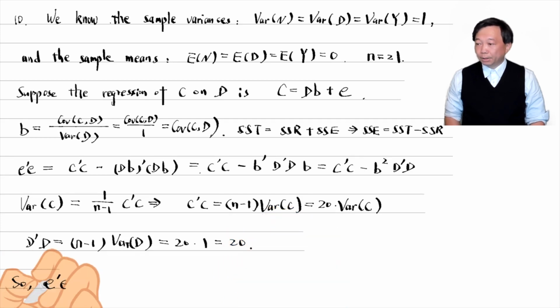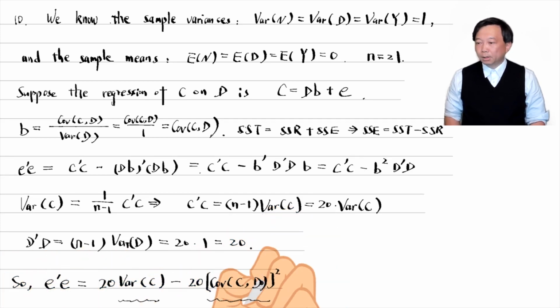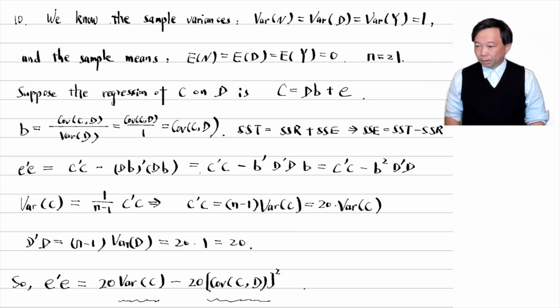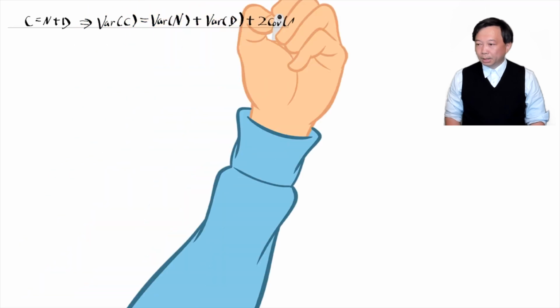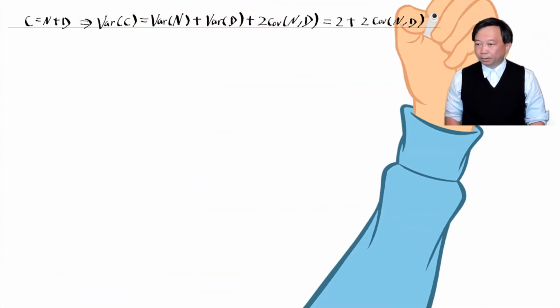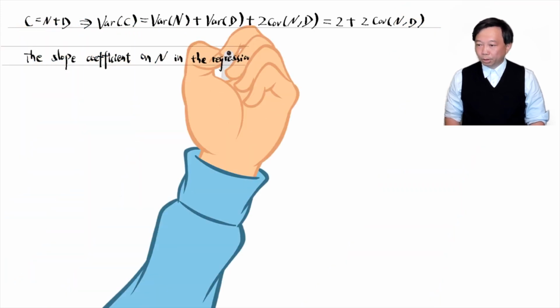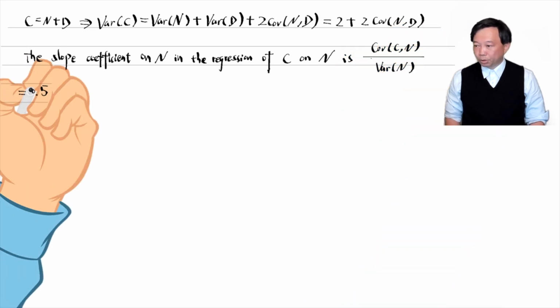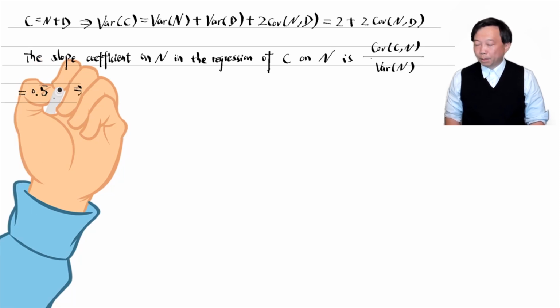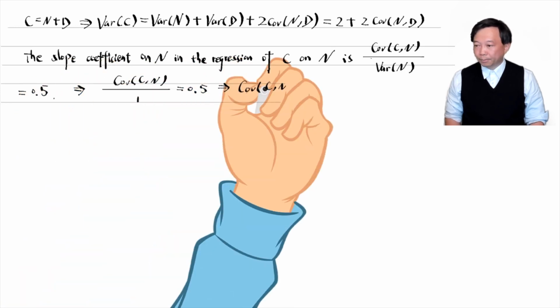So we need to find 2 elements for the answer: the sample covariance between C and D and the sample variance of C. Because C is the sum of N and D, the variance of C equals the variances of N and D plus 2 times the covariance between N and D. The covariance between N and D can be found from the regression of C on N. The slope coefficient on N is the sample covariance divided by the variance, so we obtain the covariance between C and N.